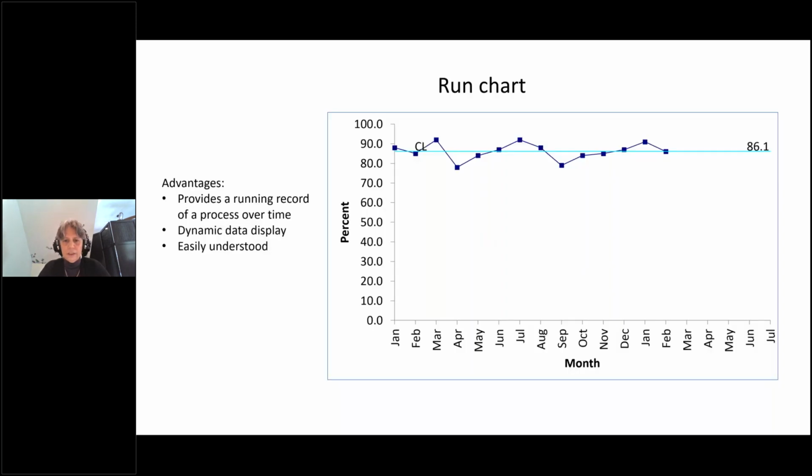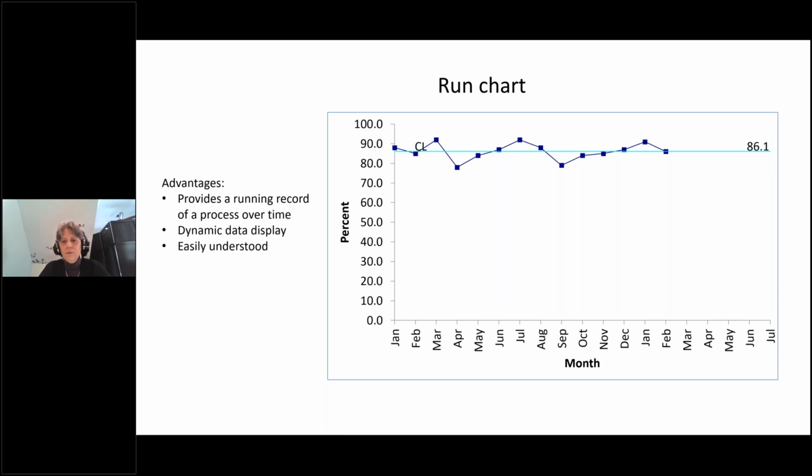So we'll start with run charts. You've probably seen lots of these. They have some great advantages. They provide a running record of a process over time, and that's going to be a theme in run charts and control charts. The x-axis is time. The display is dynamic, and they're very easily understood.